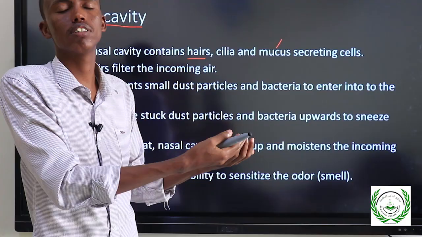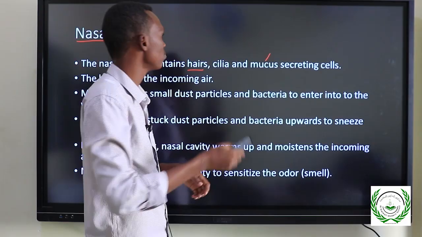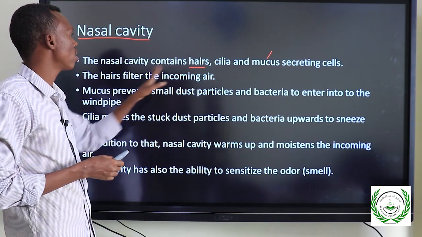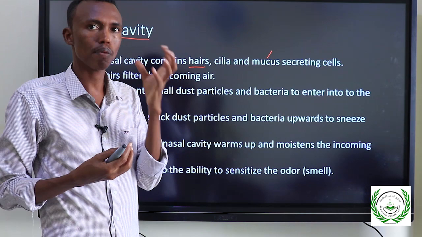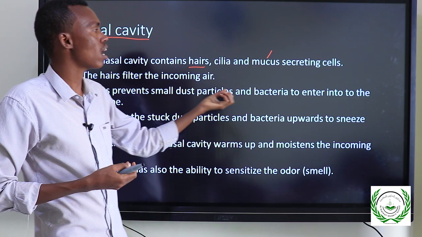Okay. So we sneeze out or we throw out. The hairs filter the incoming air. So hairs, or the small hairs in the nose, filter the air coming into the nose, so particles like dust and things like that get trapped. Mucus prevents small dust particles and bacteria from entering the windpipe or trachea.